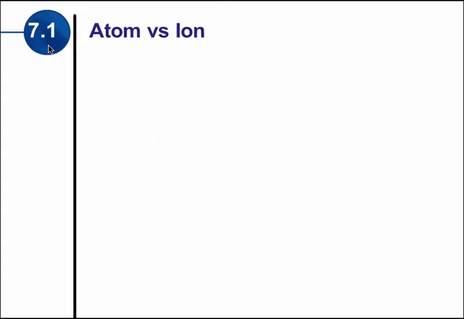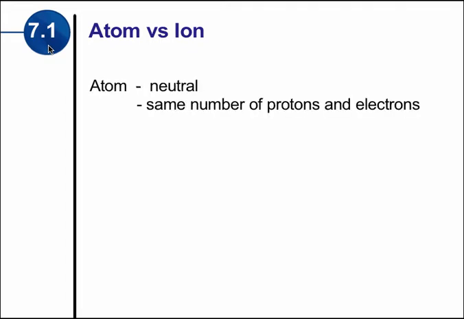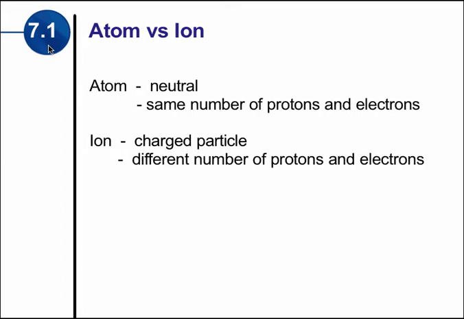Well, let's compare then an atom to an ion. And again, we've already defined an atom. Atom in terms of charge is neutral. Atom has the same number of protons and electrons, which means it has no charges. The positives and negatives equal each other. But an ion is different. An ion is a particle that's not neutral, but a particle that is charged, a charged particle. And this charged particle comes from a different number of protons and electrons. The positives and negatives aren't the same.